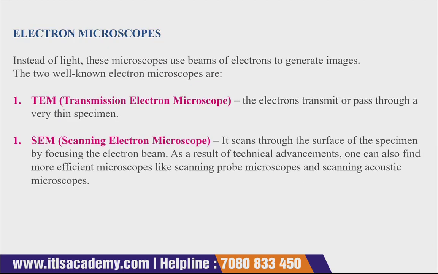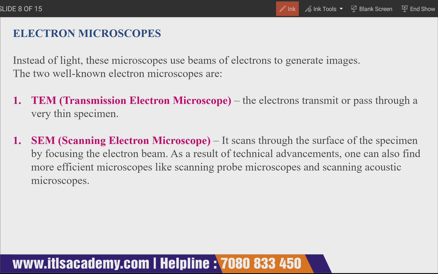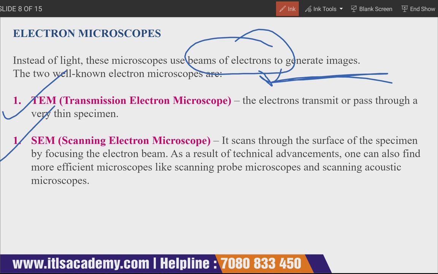Now moving to the next, that is the electron microscope. Students, these electron microscopes are an advanced version compared to the simple, or light, microscope. Instead of light, these microscopes use a beam of electrons to generate images. In the light microscope, as the name suggests, light is used to generate the image. Here the name suggests electron, so they need a beam of electrons, and with its help they generate images. The two well-known electron microscopes are TEM and SEM. TEM is the transmission electron microscope, and SEM is the scanning electron microscope.